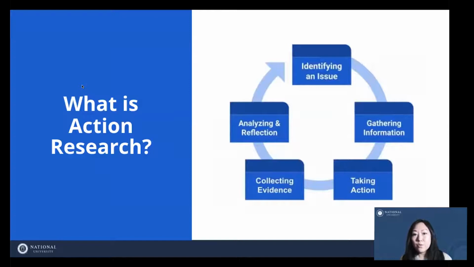To start, what is action research? It is a systematic inquiry process that begins with an identified issue, taking informed action to address the issue, collecting information based on that informed action, then analyzing and reflecting upon the evidence. The process is cyclical, as it is a way to improve one's professional practice, thus making action research an ideal methodology for practicing educators.